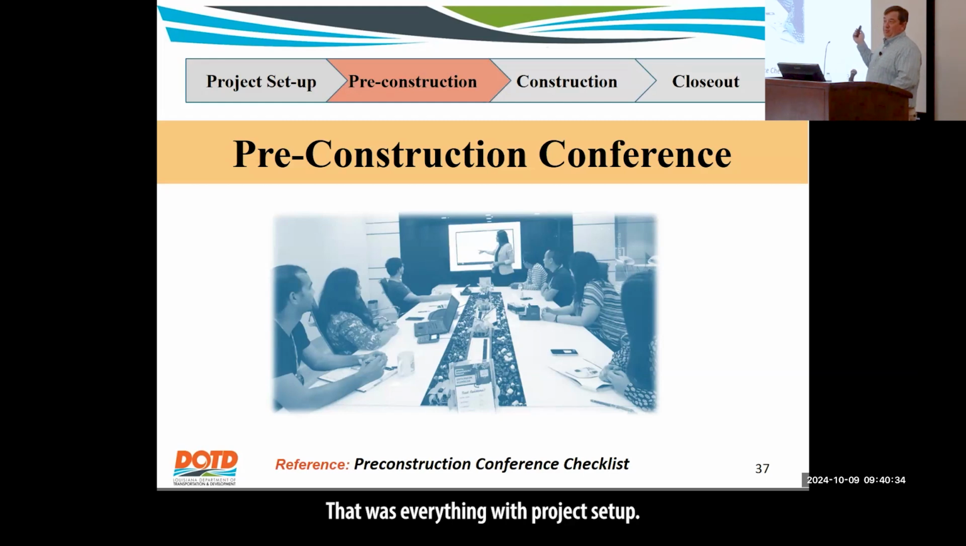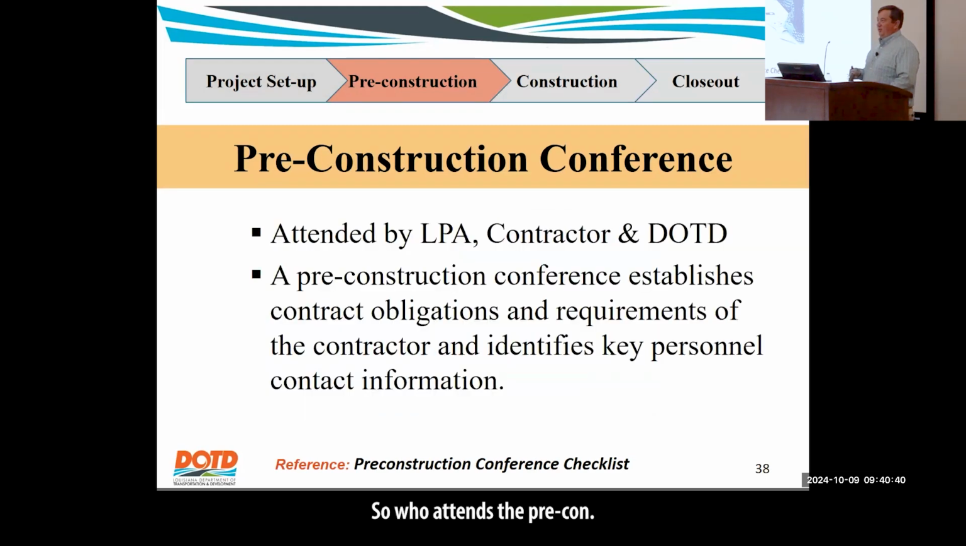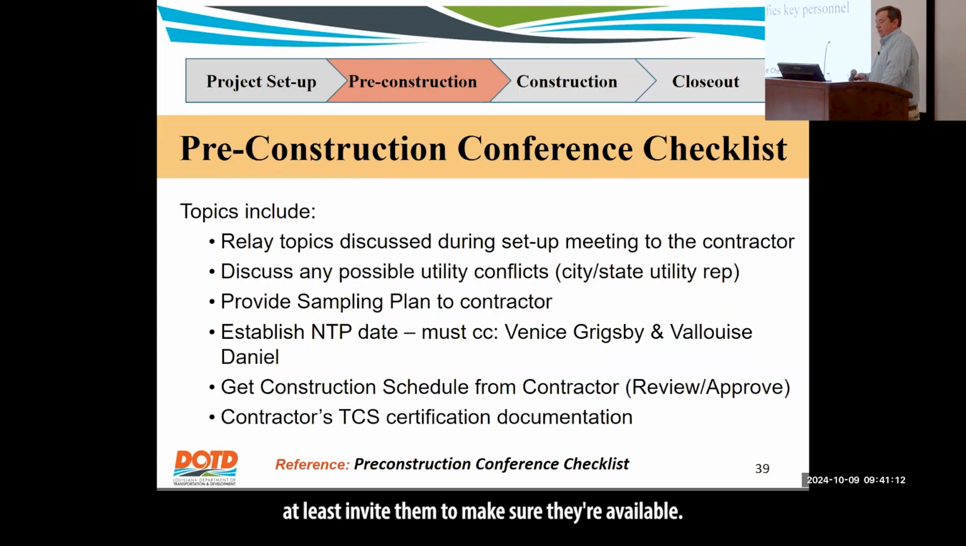All right, that was everything with project setup. Congratulations, we now made it to the pre-con. So, who attends the pre-con? All those same people, plus now we've invited the contractor. When you send out the invite to the contractor, make sure he's notifying any subcontractors that he already has on board so they can be attending. If you know you've got utility issues on the job, make sure we invite the utility rep for that, AT&T, Energy, whomever. Sometimes they show, sometimes they don't, but it's nice to at least invite them to make sure they're available.